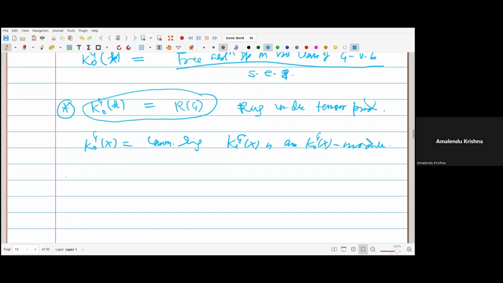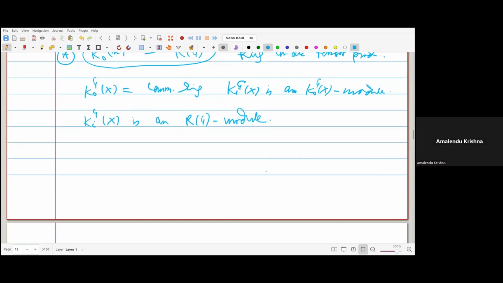So now what else? Right. And then in general, if you take any X scheme, and take this K_i G of X, then this is an RG module, clearly, right? For every i. Right. So now, what do you want to do? What next?